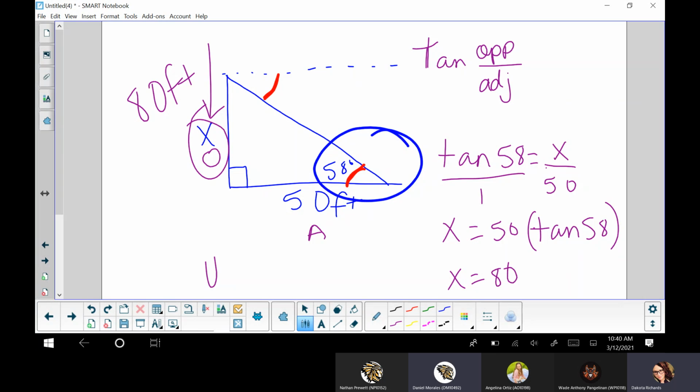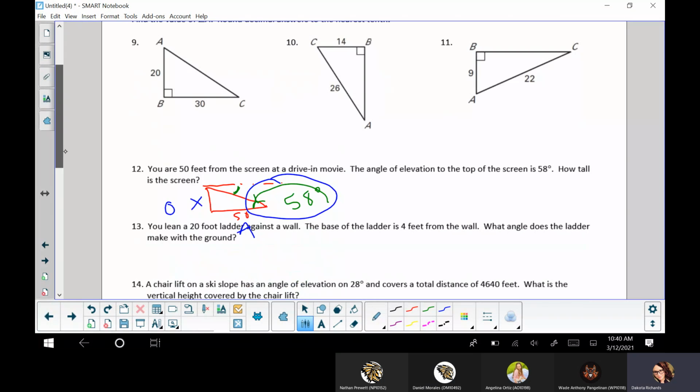Does that help? Yeah, I realized my mistake, so I labeled X as the adjacent and not the opposite. Okay, did you put your angle up here at the top? Daniel? Yeah, I left it at the bottom, I think just because it was X, that's what I was looking for, so I labeled that as A. Gotcha. Okay, and then you said question 14.